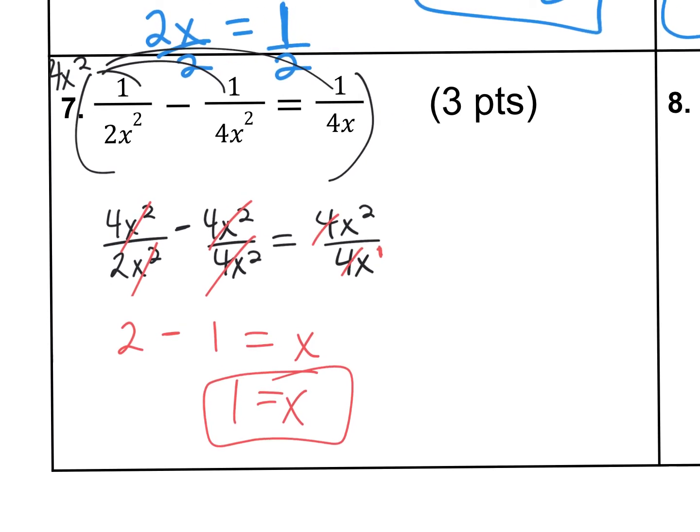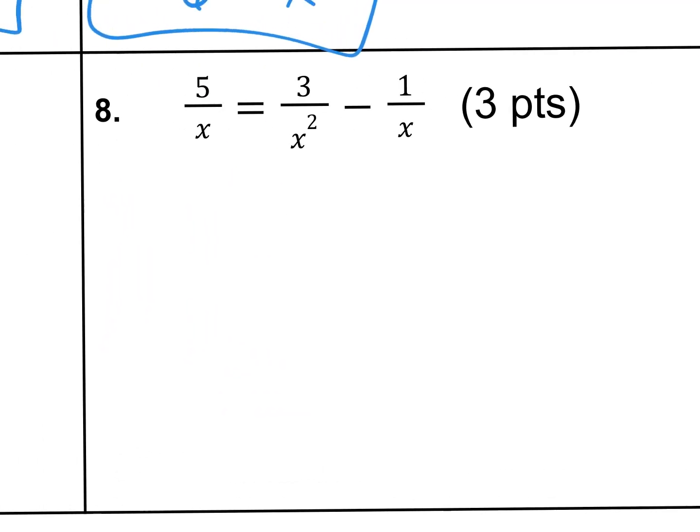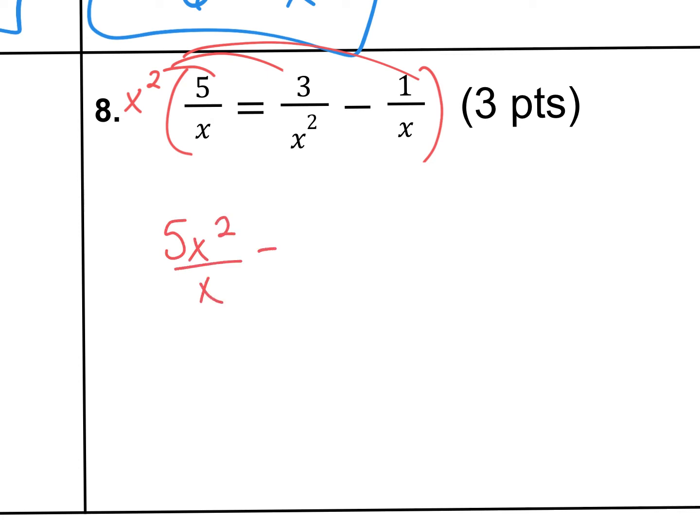Number 8. X squared. Good. Biggest variable. Now what? Yep. 1, 2, 3 times. First one equals minus, what'd you say? X squared over x. Perfect. First one, what's happening there? Just 5x.